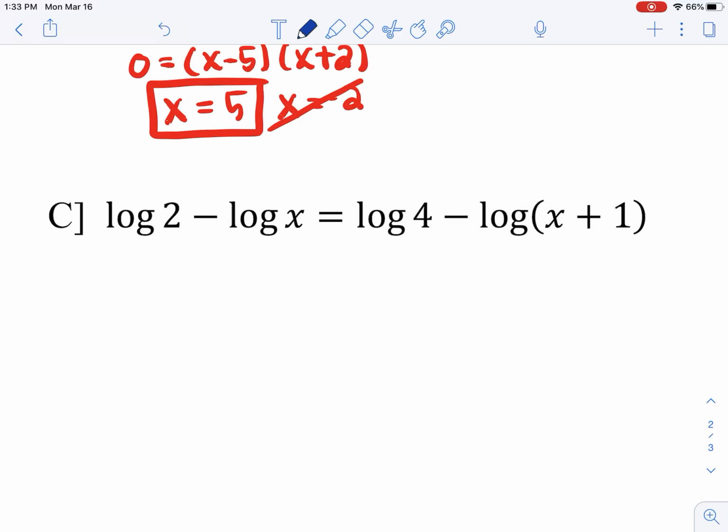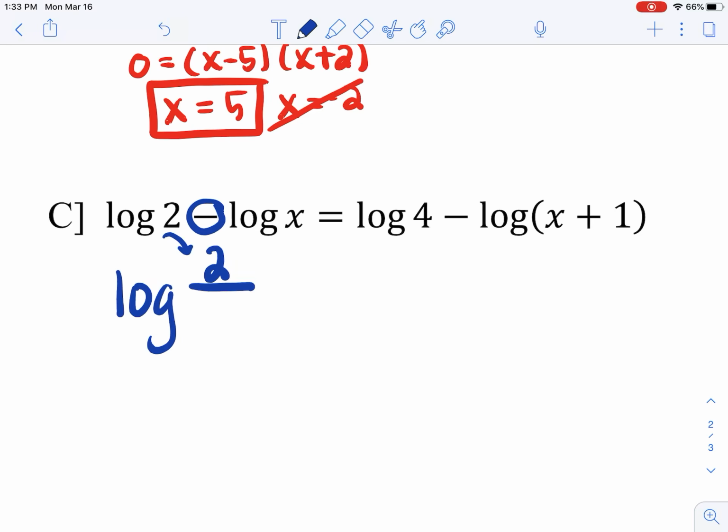All right, last but not least, still have 2 logs on one side. I want to make it 1. Whenever you have 2 logs on one side, you always want to try to make it 1. So, same base. This time it's subtraction. So I'm going to condense it still. But remember, with subtraction, that turns into division.